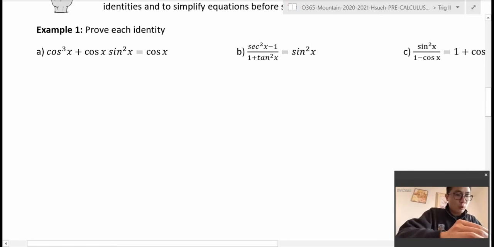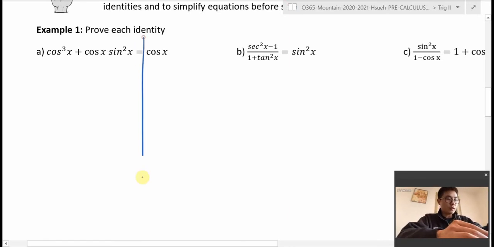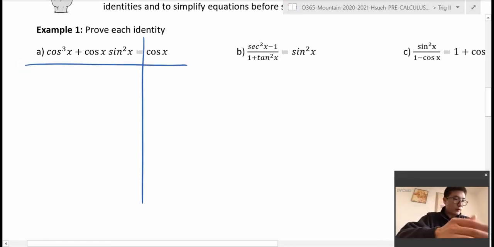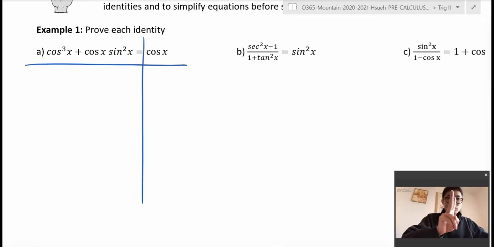So we have cosine cubed x plus cosine x times sine squared x equals cosine x. Again, here's my T-chart. What I can do on the left-hand side, using 2 little tricks that we talked about last time, is simplify the side that is more complex and change everything to sine and cosine. For example A, everything is already in sine and cosine. So what's more complex is on the left, so that's what I'm going to simplify.